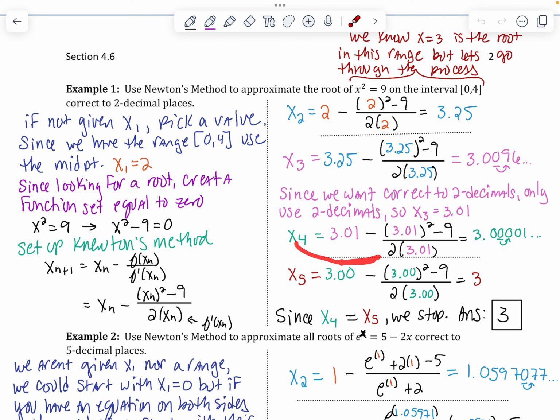So I just found that x3 was 3.01. x4, well, actually, I guess we can look at it this way, was 3. And we just found that x5 is 3. So x4 and x5 are the same. So we're now correct to 2 decimal places.